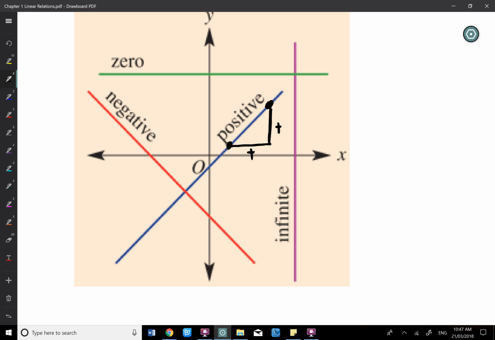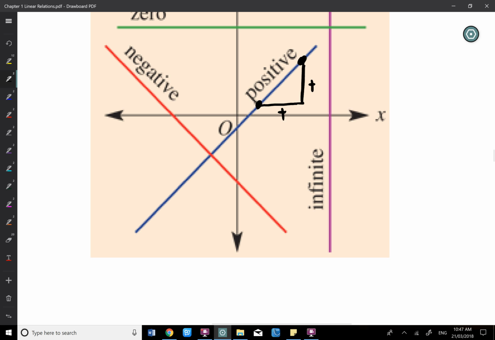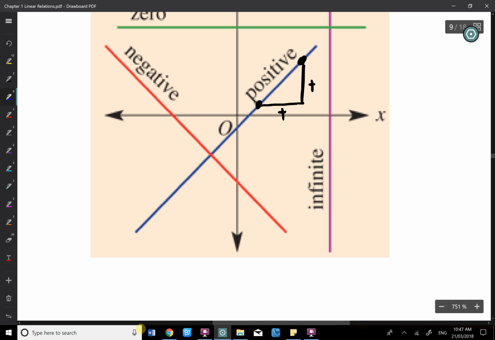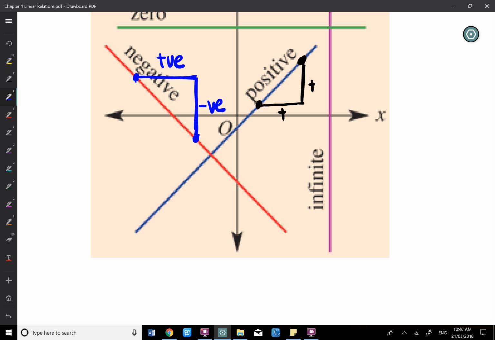That's positive. Okay, let's think about the negative one, the red line. We select 1 point here, and we select 1 point here. Okay, any 2 points on the graph. The run is this, and the rise will be the vertical change. Here, you see the run is a positive value, and then the rise will be a negative value. It actually decreases from the left-hand side to the right-hand side.